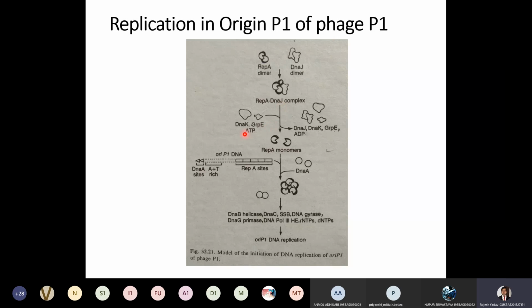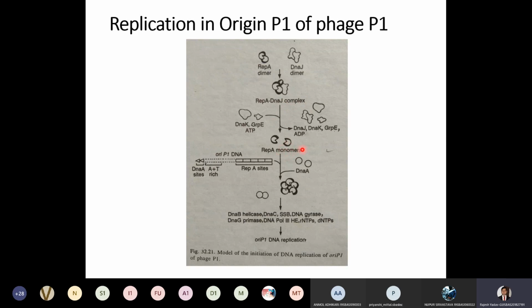Same process: DnaK protein, GrpE protein, and ATP. ATP is required for the addition of DnaK and GrpE. So these three components will come and bind with this RepA DnaJ complex. And when this complex binds, it will remove DnaJ, and ATP will convert into ADP. So basically, the function of the DnaK GrpE protein here is just to remove the DnaJ. So DnaJ will be removed, and the others will separate the RepA monomer.